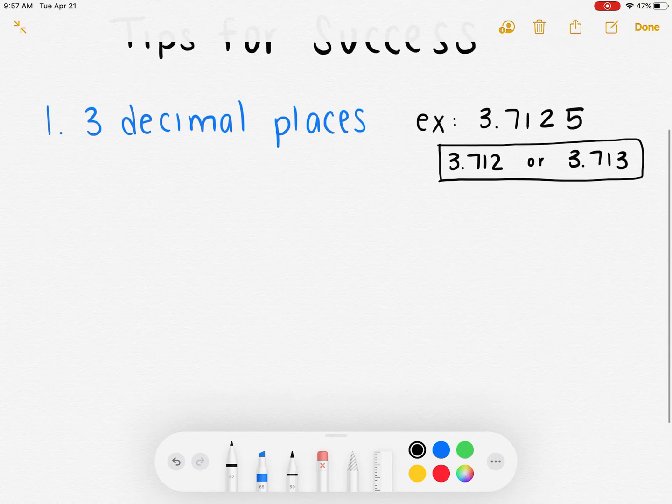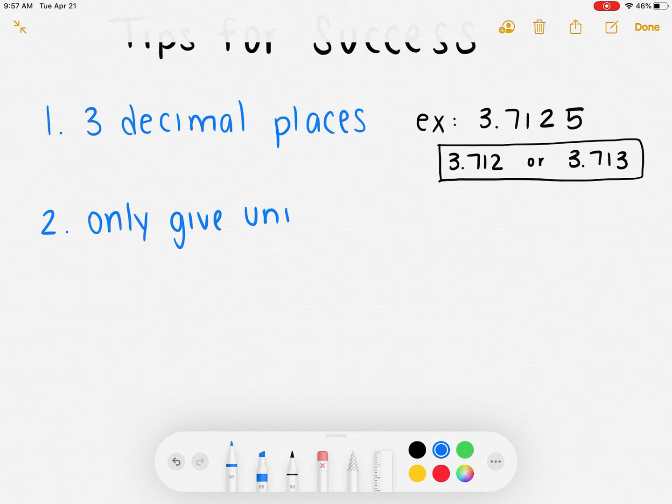The next tip for your success would be only give units when they specifically ask you for them. You never want to give the units unless they actually ask, because if you get the units wrong, even if it wasn't part of the question, they will mark your answer wrong.